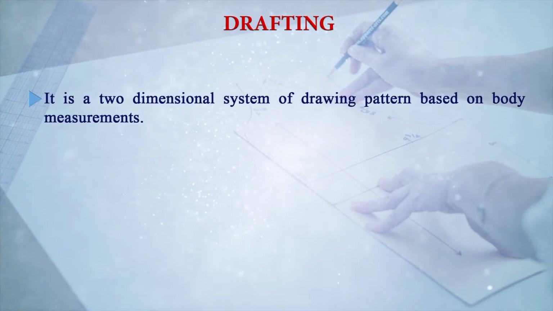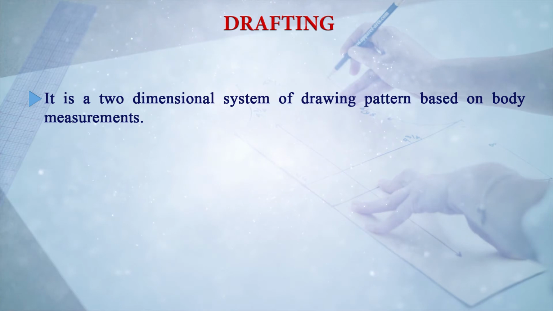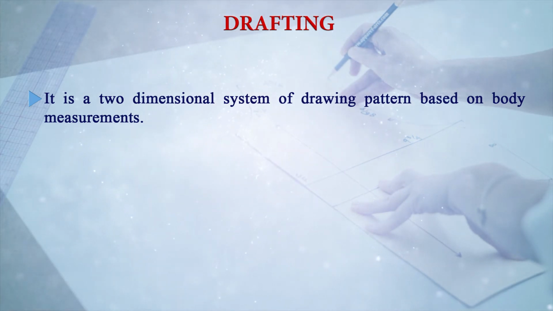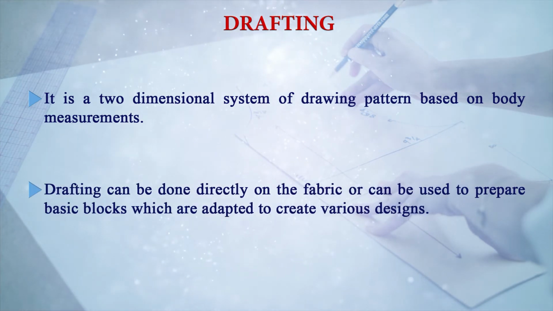When we talk about the first method, drafting, we all usually go to a tailor's place for stitching a garment. The tailor takes our body measurement, directly transfers that measurement onto the fabric, cuts it, and then we get the final product, our garment. So it is a two-dimensional system of drawing a pattern based on the body measurement. The most important thing is to take the body measurement, and in drafting this can be done directly on the fabric.